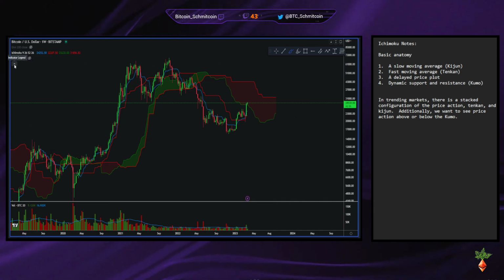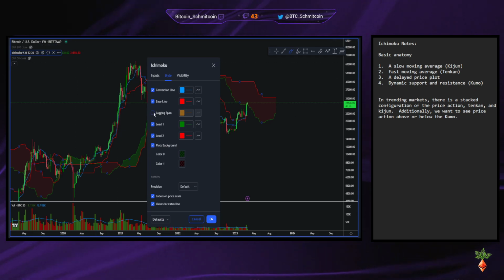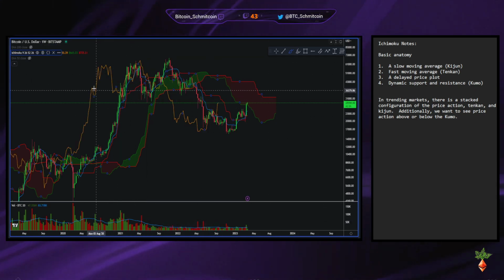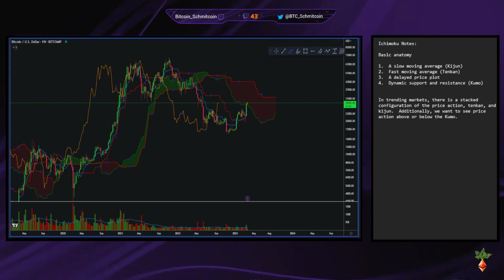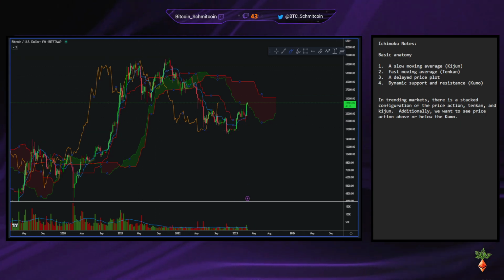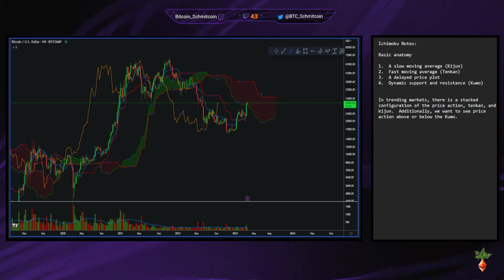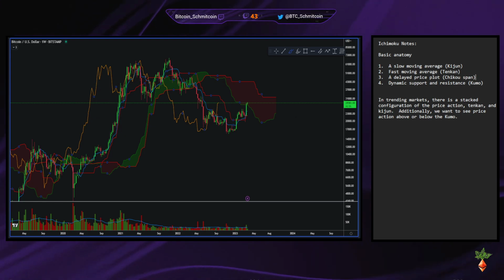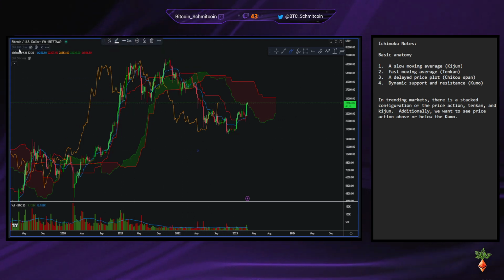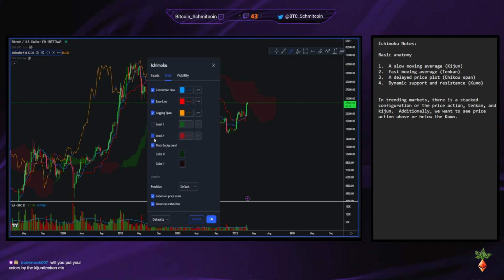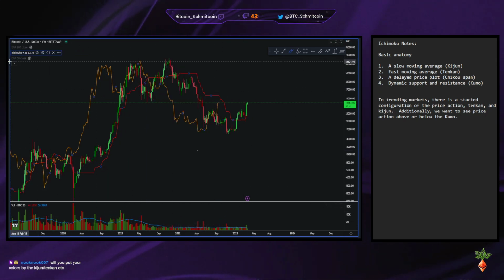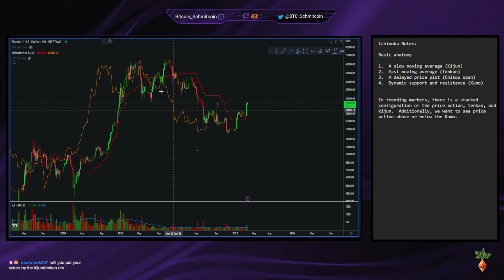For further strength of trend, there's an additional thing, which is called the lagging span on the indicator. But what is the actual name? I forget what this is. Lagging span. I always forget what this one's called. Chiku span. That's right. Chiku span. And essentially what this is, if we look at just the lagging span, this is just a delayed plot of price.